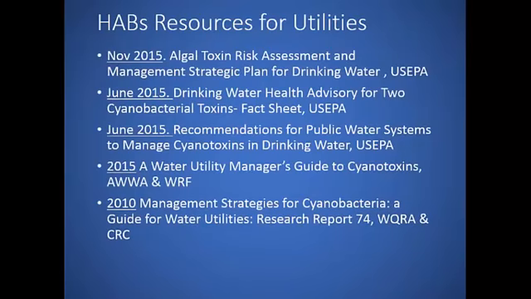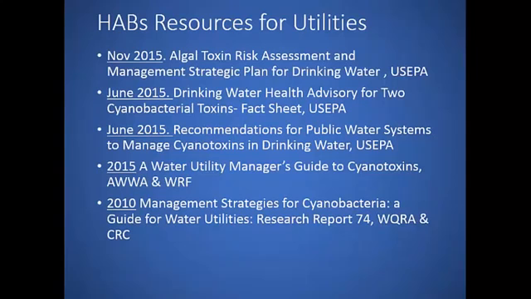I just wanted to put up some of these HABs resources for utilities. These are very recent documents that have come out from the US EPA and AWWA, as of just last month. The US EPA has an algal toxin risk assessment and management strategic plan for drinking water. That's their working document. They also have information on the health advisories that are listed for cyanotoxins, and recommendations on how individual water treatment plants can manage cyanotoxins.